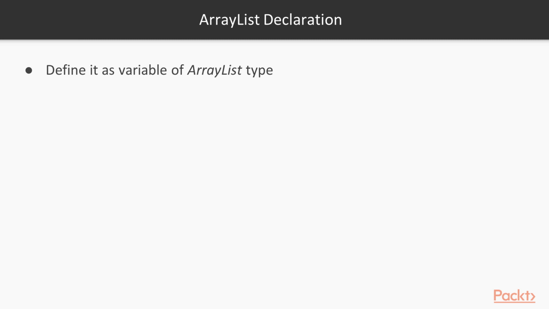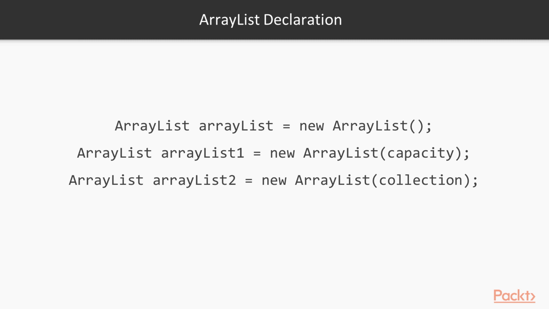The declaring part is very simple. You can just define it as a variable of the ArrayList type. This code snippet shows how we can declare ArrayList. ArrayList is initialized using the default constructor. ArrayList1 is initialized for a specific initial capacity. ArrayList2 is initialized using an element of another collection.